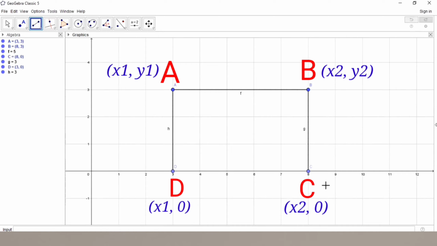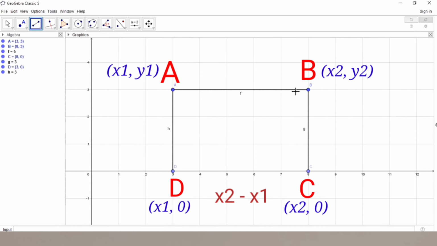And previously we have studied how to find the distance between any 2 points which are given on x-axis. That is, we have to take only the difference between their x-coordinates. That is, here the x-coordinate of C is x2 and x-coordinate of D is x1. So to find the distance between C and D, we use the formula x2 minus x1.